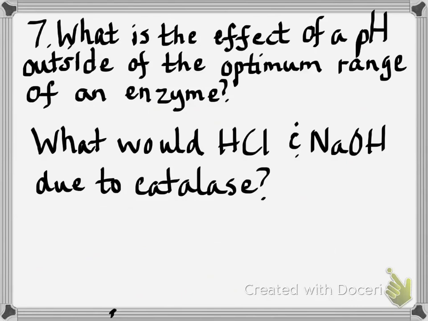Okay, what is the effect of a pH outside the optimum range of an enzyme? Well, let's look. Test tube 1, correct me if I'm wrong, did you get a pH of 1? Yeah, it was pretty acidic, don't you agree? Did we get good bubbling on test tube number 1 at the bottom of page 62? Did we get good bubbling there?